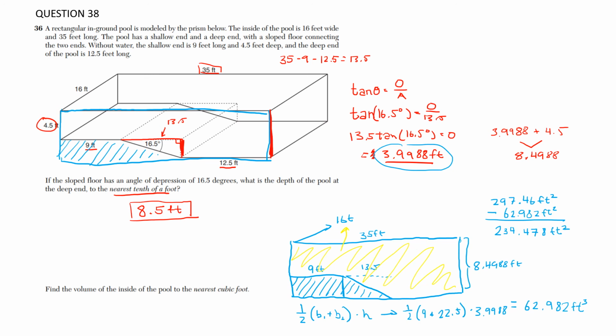So we take this value and we multiply it by 16 feet. And we get a value of 3,751.655, and this is in units of cubic feet. It tells us to round to the nearest cubic foot, so we can round that up to 3,752 cubic feet. And that is our final answer.